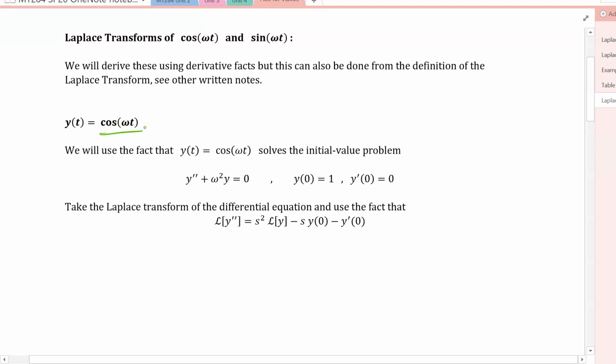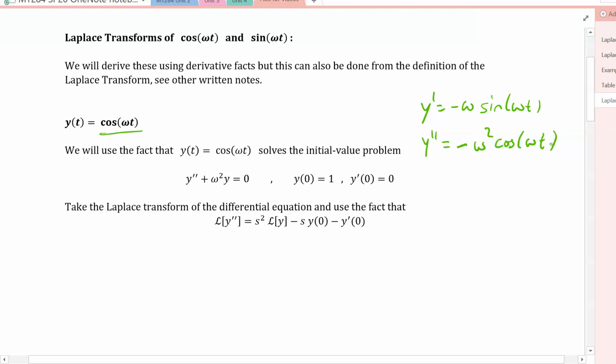First thing to note, based on our work from before, and you can check this out, is that cosine of omega t solves this initial value problem: y double prime plus omega squared times y is 0, y of 0 is 1, y prime of 0 is equal to 0. I'll quickly go through that check. If I take the first derivative, it's going to be negative omega, using the chain rule, times sine of omega t. The second derivative will have another factor of omega coming out, so negative omega squared times cosine of omega t.